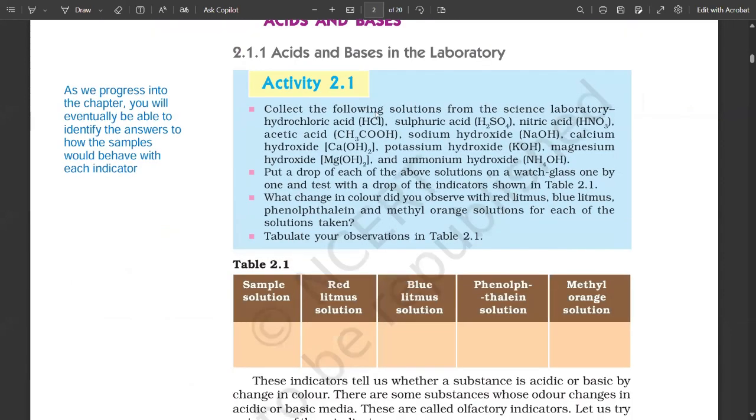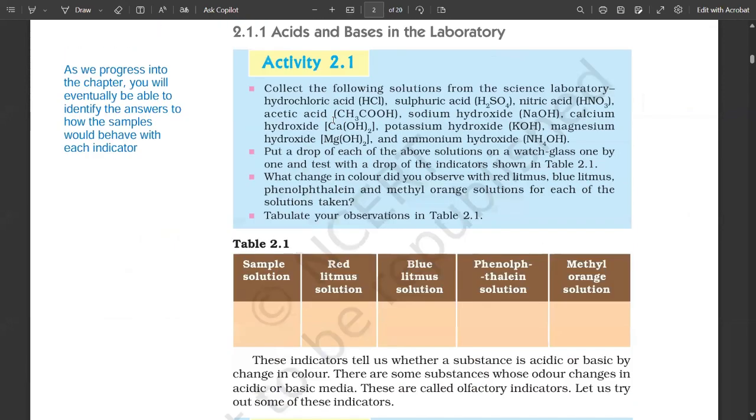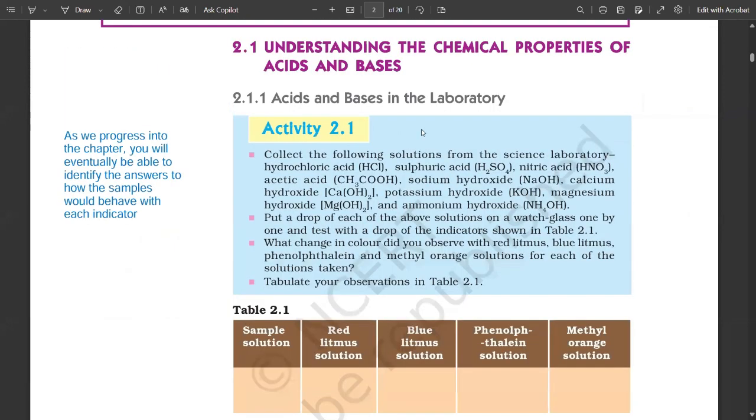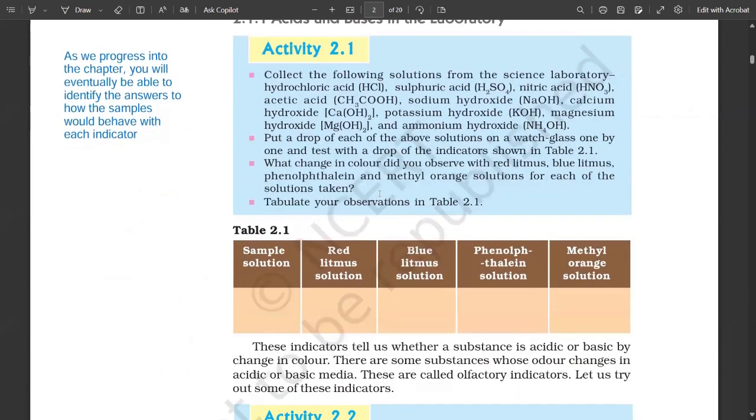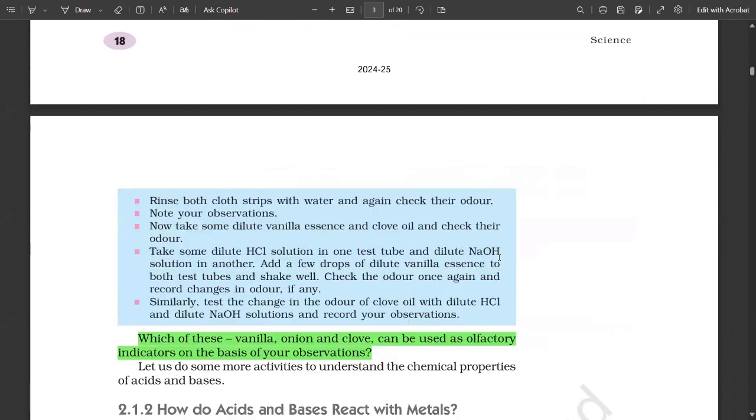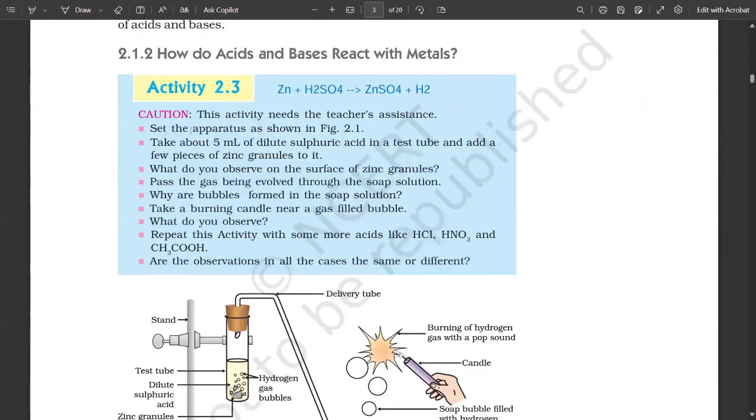So these activities, activity 2.1 and 2.2, help you to learn about the reaction of indicators in the presence of acidic and basic solutions. So as we progress into the chapter, you will be able to identify these answers to how each of these samples would behave with each of these indicators, right? So moving on with the next activity, which is to test how acids and bases react with metals.